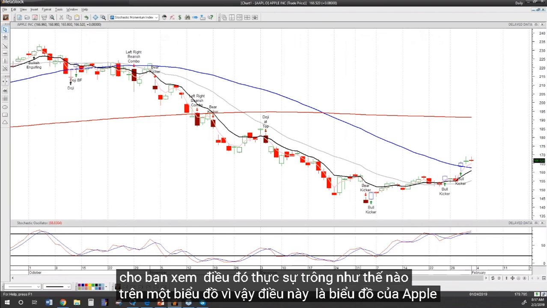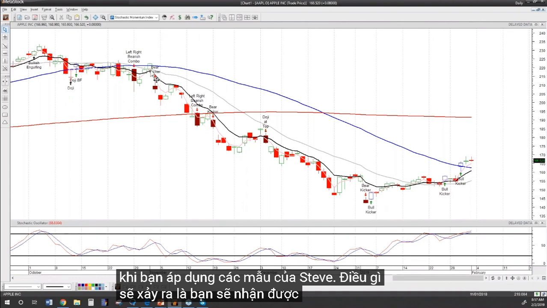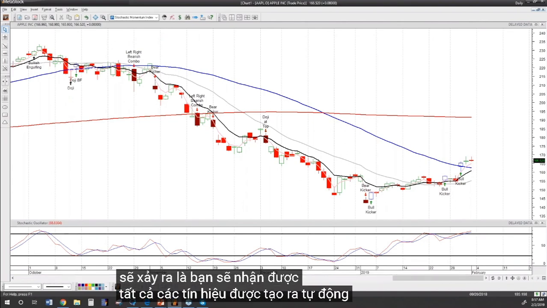So this is a chart of Apple. When you apply Steve's templates, what's going to happen is you're going to get all of the signals generated automatically.